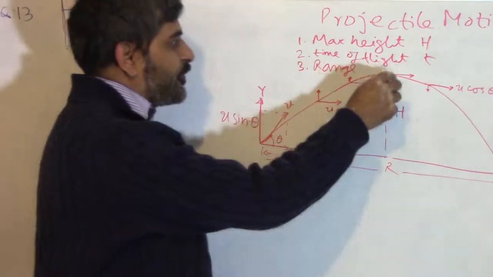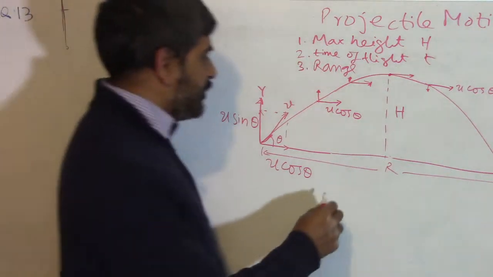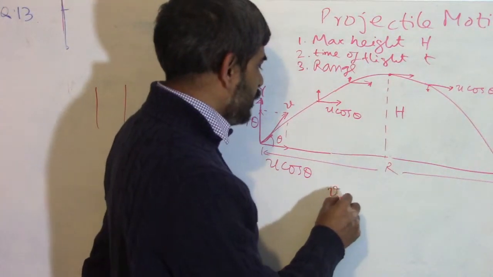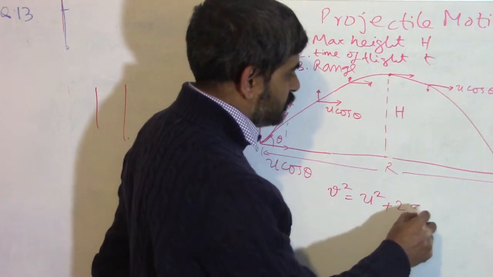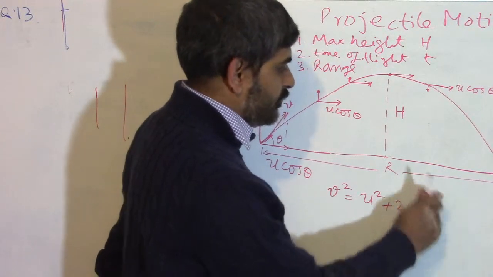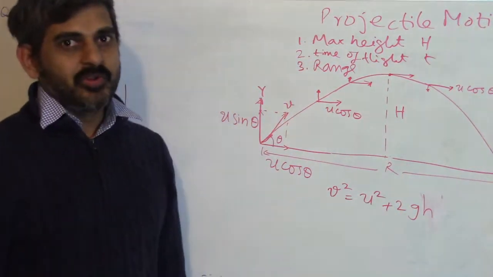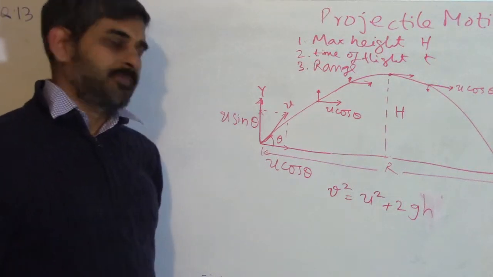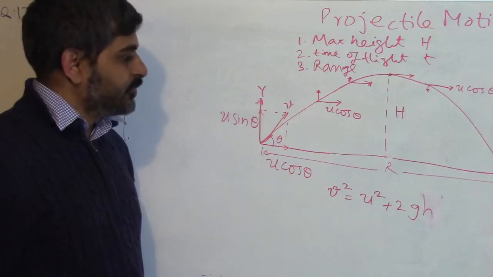So let us try to find out this maximum height, and we have this formula: v square is equal to u square plus 2gh. We will again use this high school formula. We are not doing anything new here. But one thing we are doing, which we probably have learned in the vector chapter, is the resolution of the vector. That is the new thing.